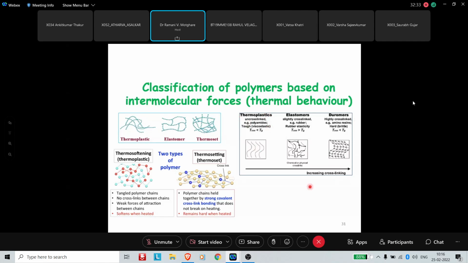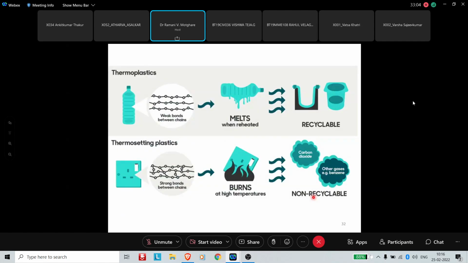So the rest of the things you can read here. The thermosetting polymers are somewhat arranged, they show viscoelastic properties. Then elastomers are having entangled snarls. The molecules are entangled like this, going up or like this. And duromers are the ones which have cross-linked structures, highly cross-linked structures. Then thermoplastic, it will melt. You can recycle and reuse, whereas thermosetting, you cannot recycle and reuse.